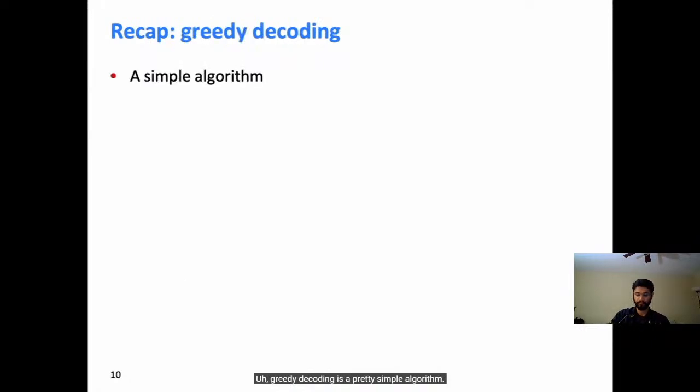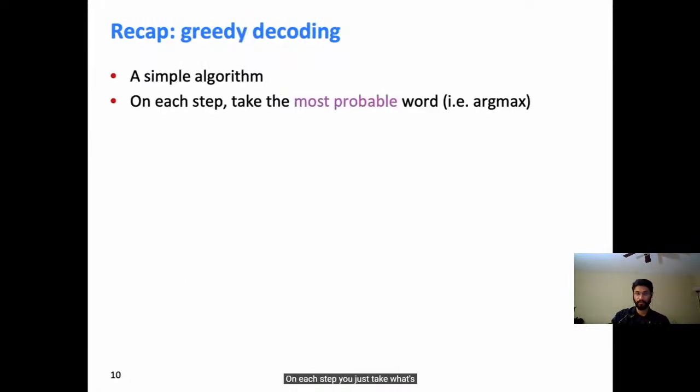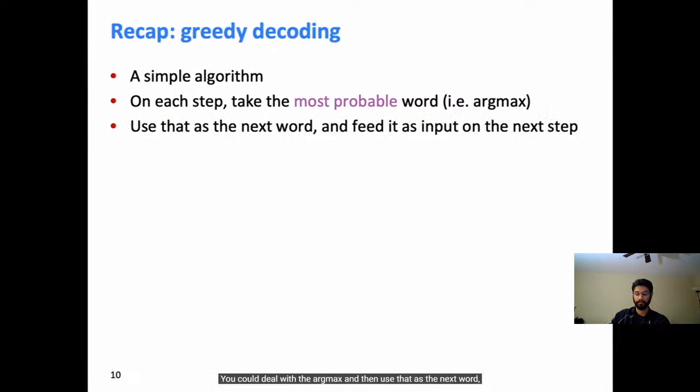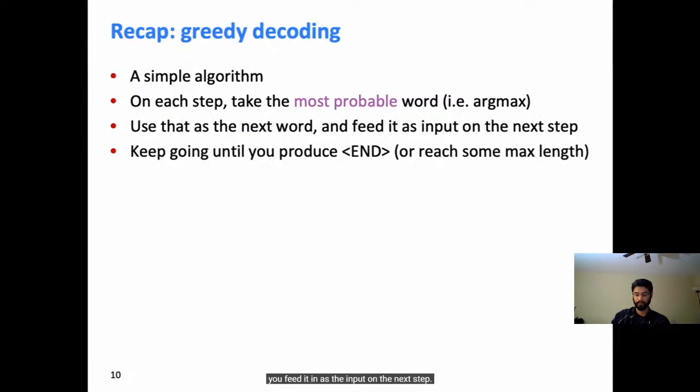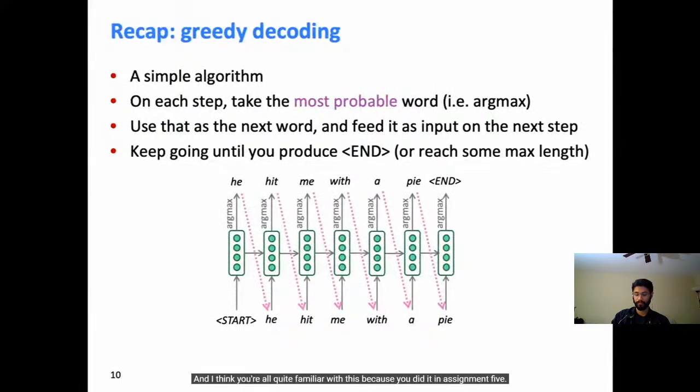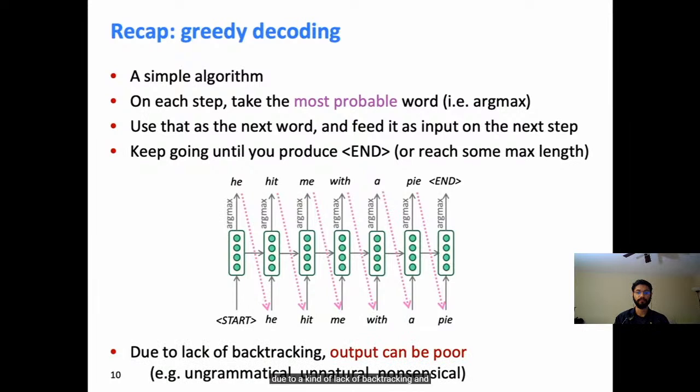Greedy decoding is a pretty simple algorithm. On each step, you just take what's the most probable word according to the language model. You could say it's the argmax. And then you use that as the next word. You feed it in as the input on the next step. And you just keep going until you produce some kind of end token, or maybe when you reach some maximum length. And I think you're all quite familiar with this because you did it in assignment 5. So yes, this diagram shows how greedy decoding would work to generate this sentence. So as we learned before, due to a lack of backtracking and inability to go back if you made a wrong choice, the output from greedy decoding is generally pretty poor. Like, it can be ungrammatical, it can be unnatural, kind of nonsensical.